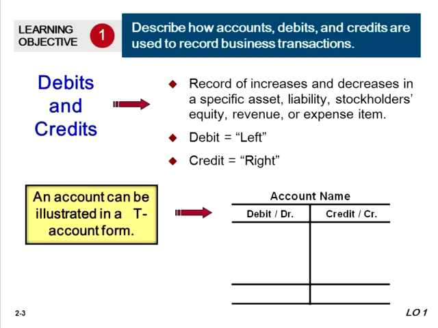Alright, so the debits and credits, as I said before, record increases and decreases in the specific asset, liability, stockholders' equity, revenue, and expense item. And as we'll see later, revenue and expenses do affect stockholders' equity, specifically the retained earnings account.